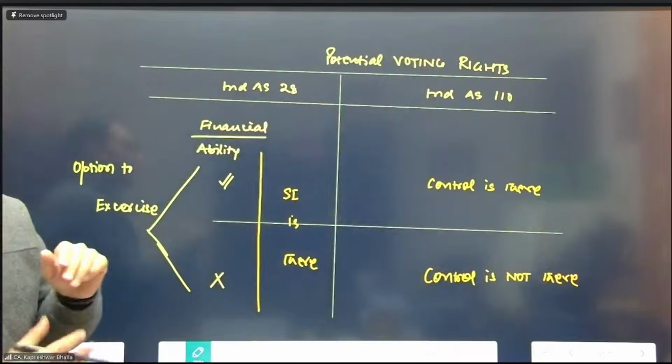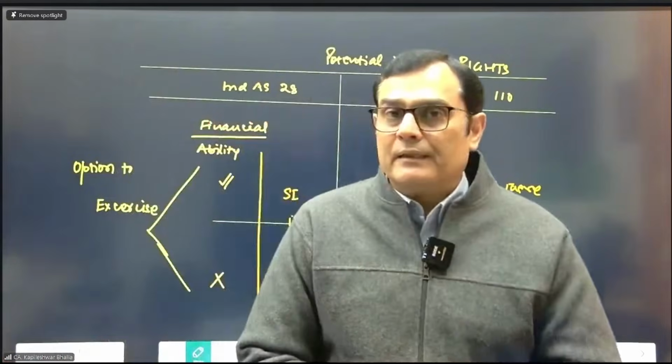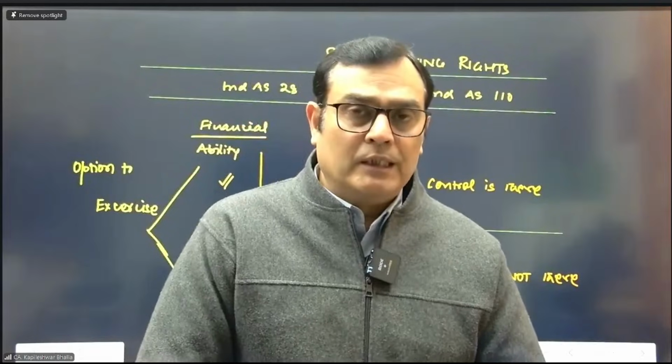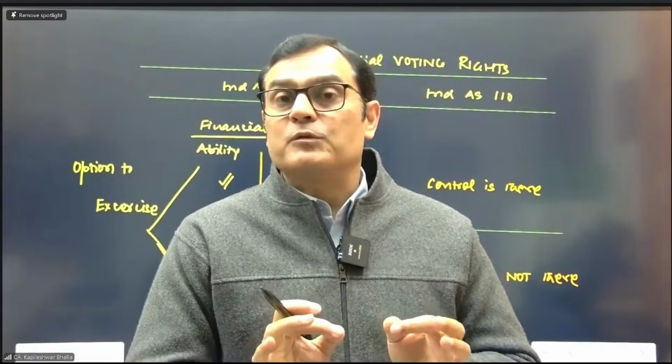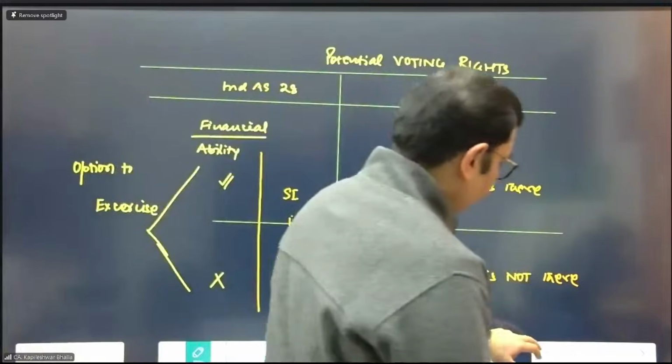Okay, so far so good. So that takes care of my block number 1, that is the assessment of a significant influence through which you will decide whether we are under the purview of this particular standard or not. Okay, now let's go further.